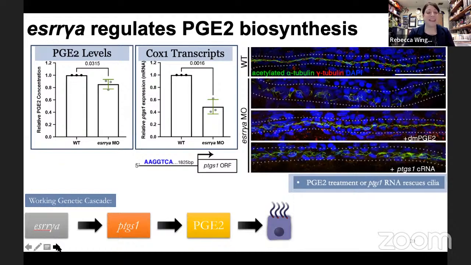We have another component that we have been testing that we think estrogen-related receptor gamma A synergizes with. Just for the sake of time, I wanted to make sure we had lots of time for questions if folks had them, so I didn't include that here, but we do have one more bit of hypothesis in our working cascade that you can find in the preprint.